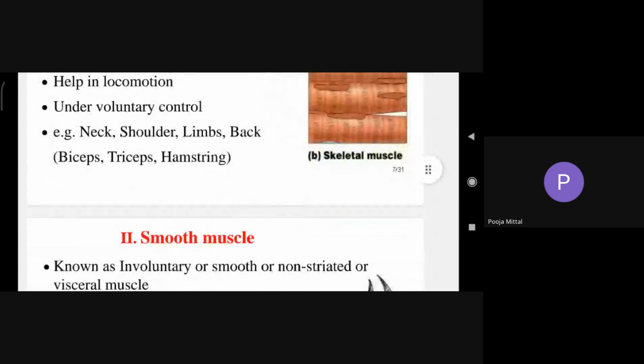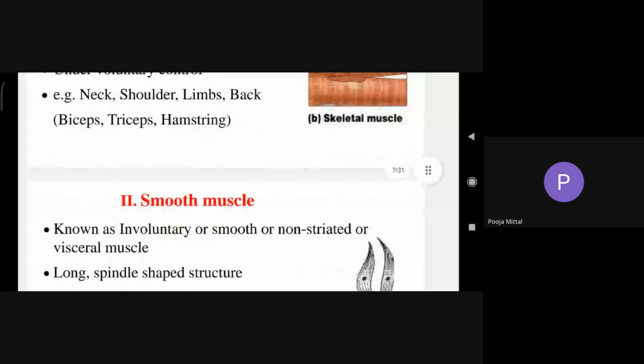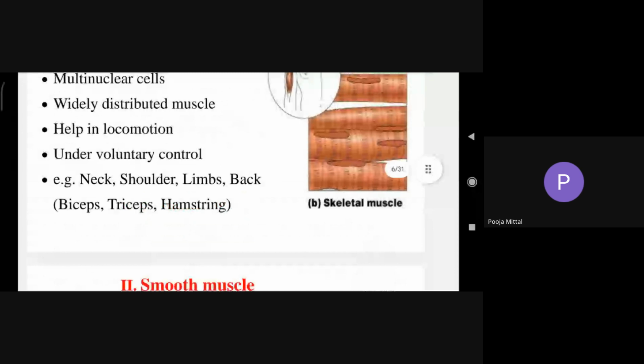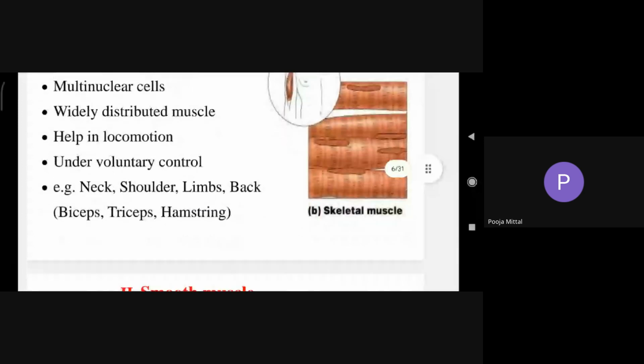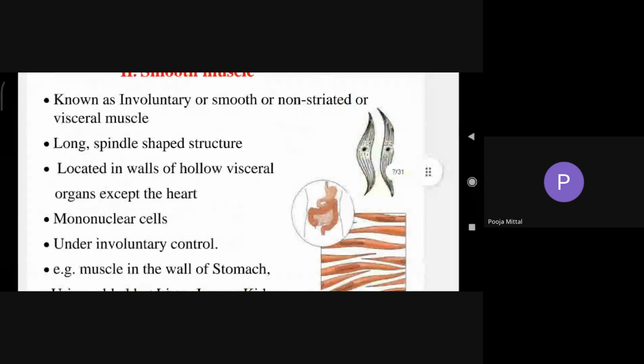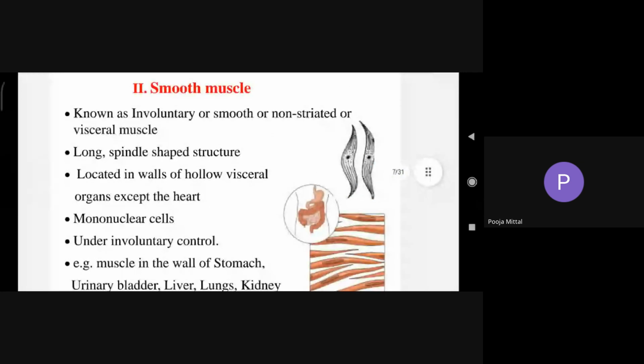For example, neck, shoulder, limbs, back, biceps, triceps, hamstring. These are examples of skeletal muscle, and here you can see a picture of skeletal muscle, how they are striated and almost cylindrical in shape. We are just revising. I hope you have the concept from earlier because we have already discussed it.